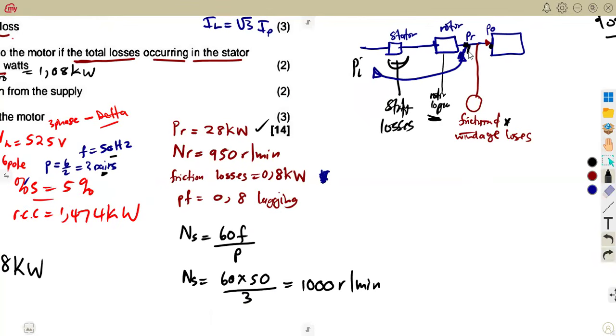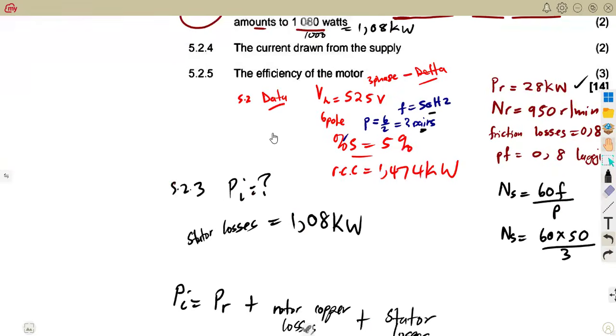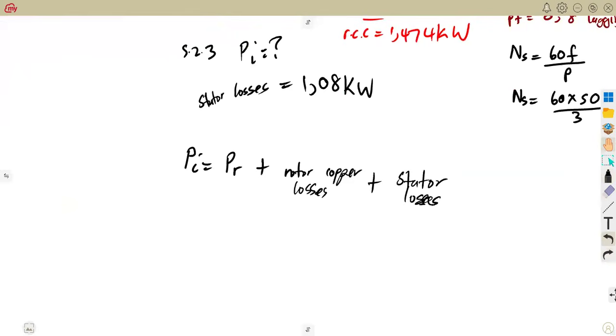Between the rotor output and the mechanical power output at the end there are the friction and windage losses, which we are not supposed to include now. We need the losses in between the rotor output and the input. These are the losses that we are given. So that was your question there.